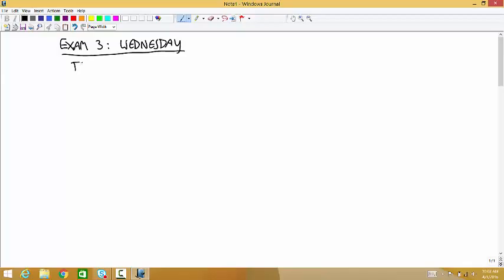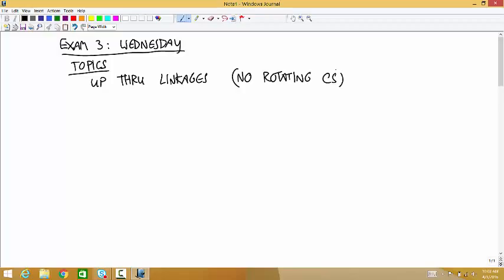Okay, and the topics for the exam are everything up through linkages. So none of the rotating coordinate system stuff. And so today or Monday, if you have any questions about linkages or anything related to the test, I'd be happy to spend time answering those. Other than that, we're just going to keep going with the new material.